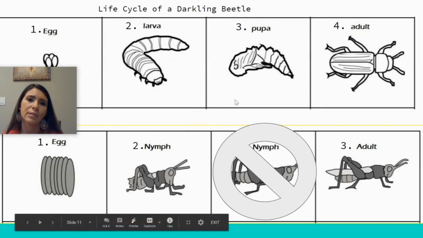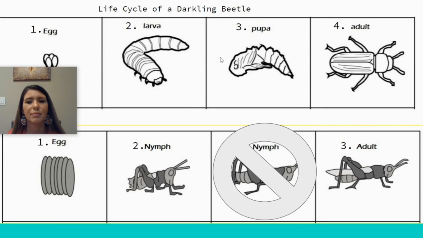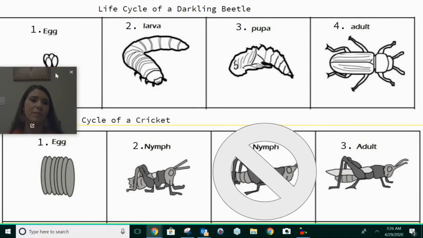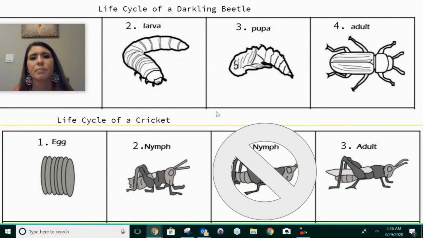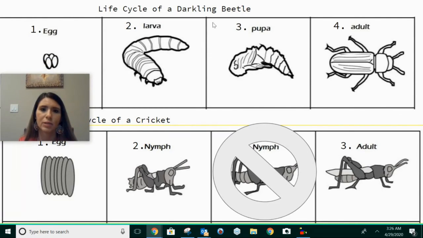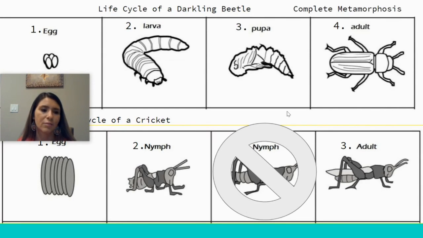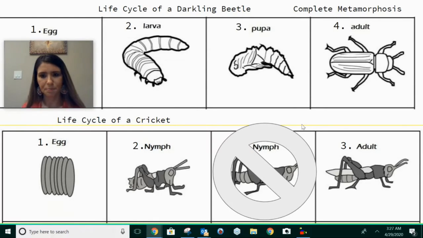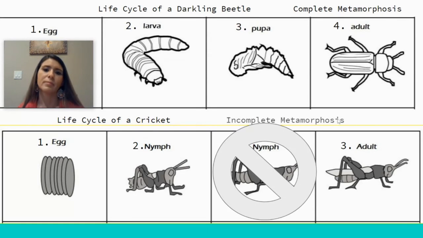So as you guessed, the insect on top was a darkling beetle. That means the insect on bottom has to be, that's right, a cricket. What about the different types of metamorphosis? What type of metamorphosis did the darkling beetle go through? You guessed it, it was complete metamorphosis. How about the metamorphosis of the cricket? That's right, it was an incomplete metamorphosis.